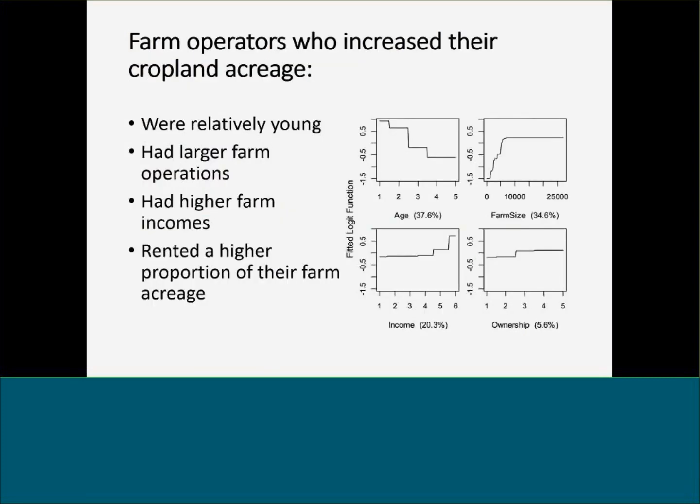So if we're looking at farm operators who increase their cropland acreage, some of you may be familiar with these charts on the right. They're called partial dependence plots, and they're essentially the smoothed responses that we're seeing to these different predictor variables. Farm operators who increased their cropland acreage tended to be younger, they had larger farm operations, they had higher farm incomes, and they tended to rent higher proportions of their farm acreage.